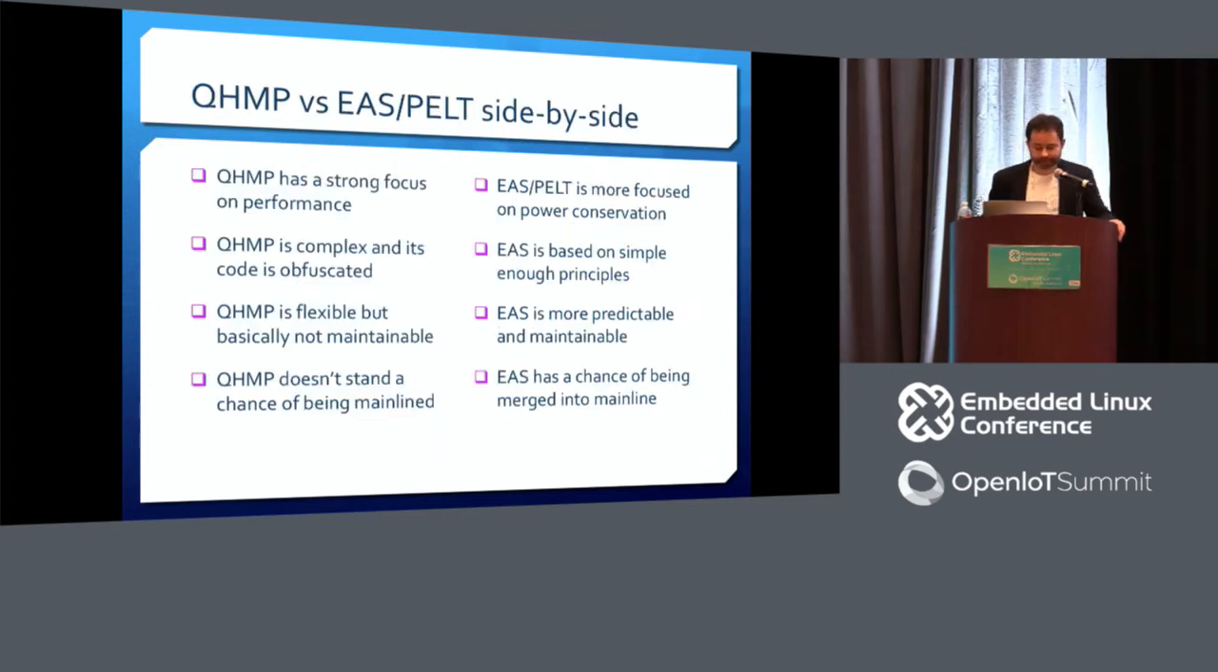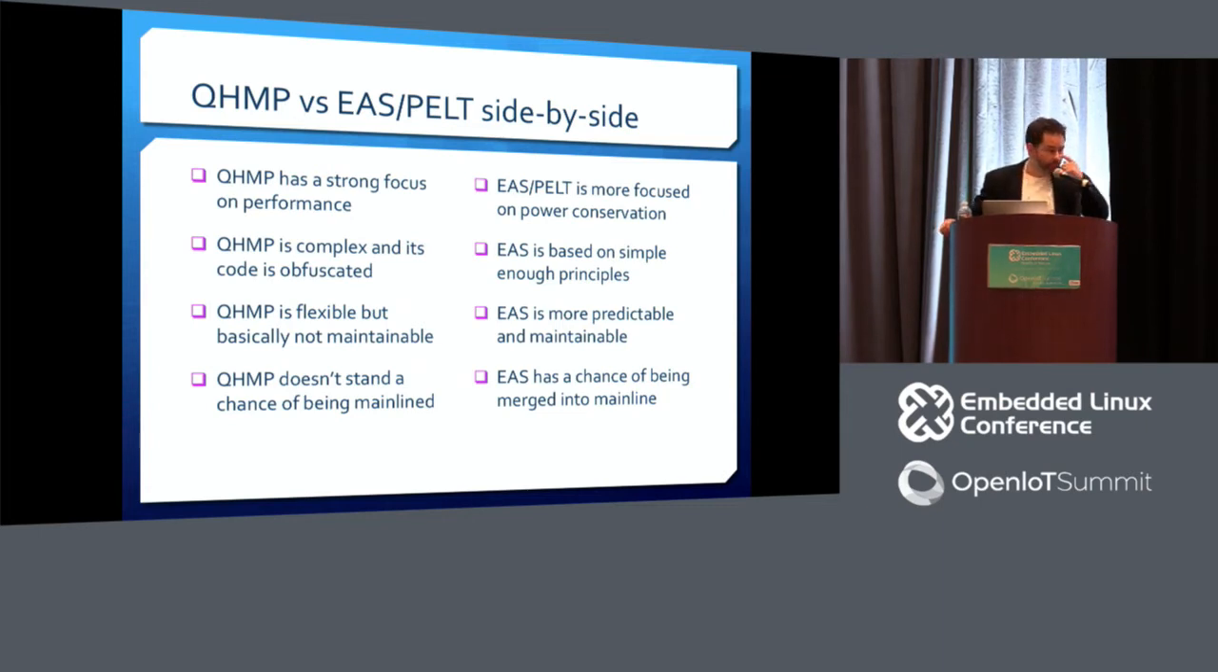So what to pick up? Let's try to summarize. QHMP has a strong focus on performance, while EAS, together with PELT, is more focused on power conservation. QHMP is complex, out of tree, has obfuscated code, very flexible, but not really maintainable, and couldn't ever be mainlined.